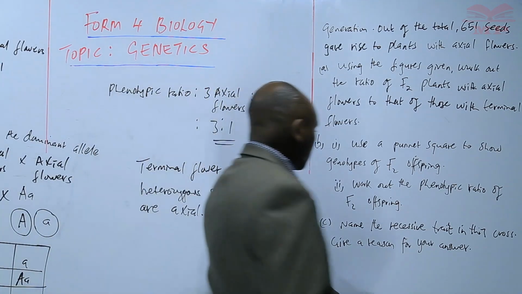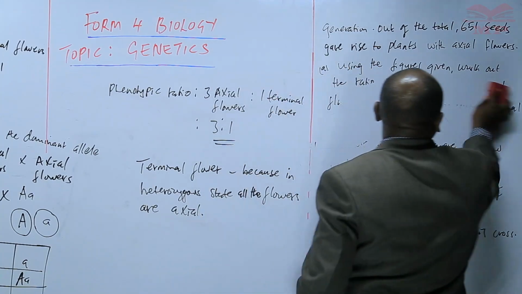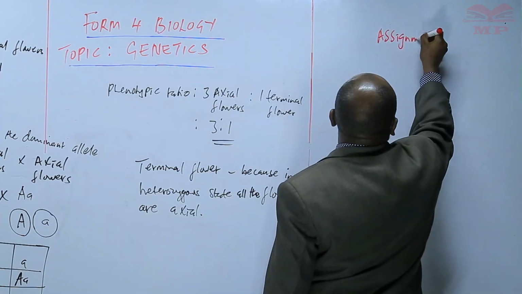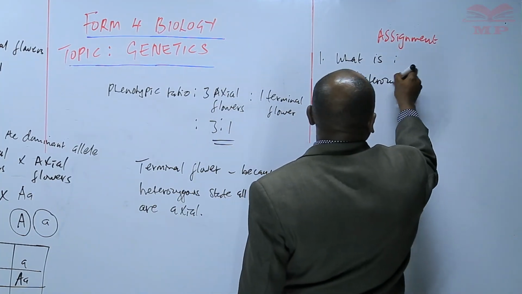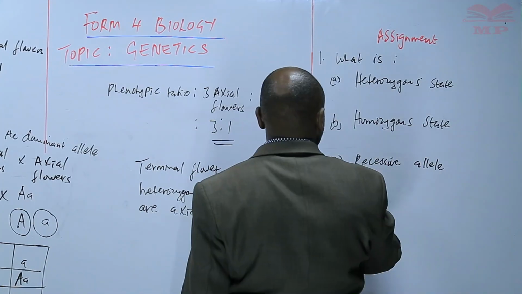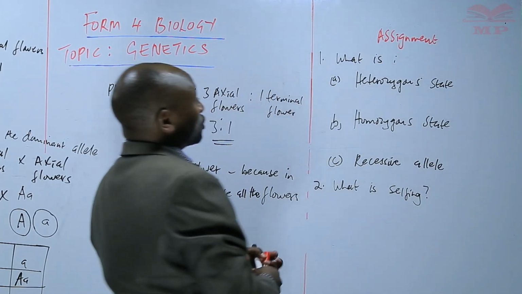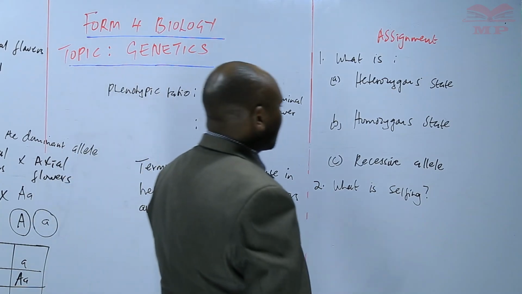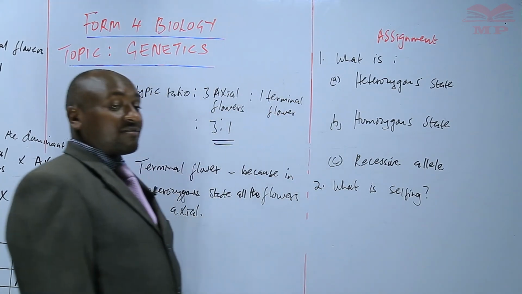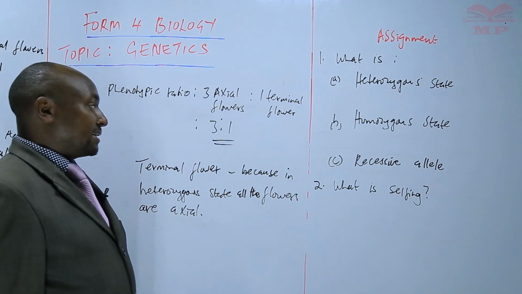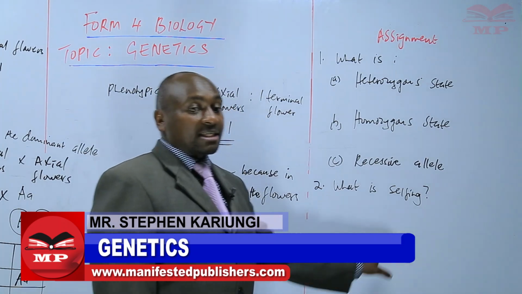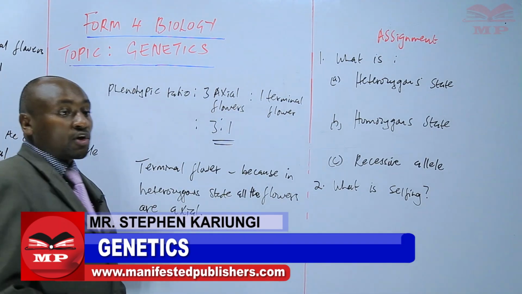So we are going to have an assignment on that. The first question, what is A, heterozygous state? B, homozygous state, and C, recessive allele, as we have explained them. And then number 2, what is selfing? So you'll answer those questions based on what we have already discussed.